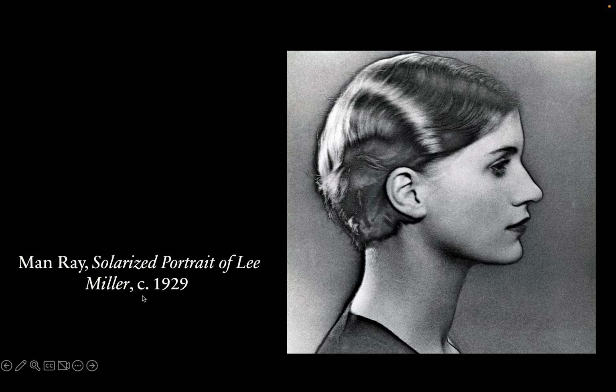So this is a solarized portrait of Lee Miller. He took the portrait, developed it, printed it, but before it was finished, or before he fixed the image, he exposed it to light again. And then he developed and fixed the image. So this is a chemical process.